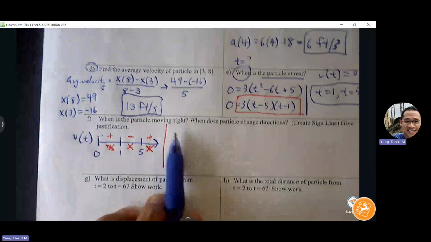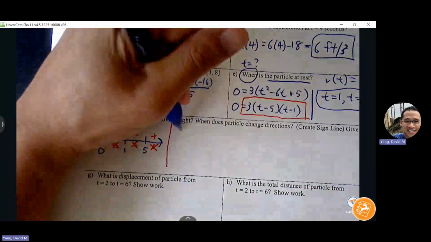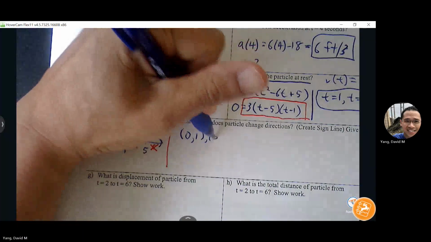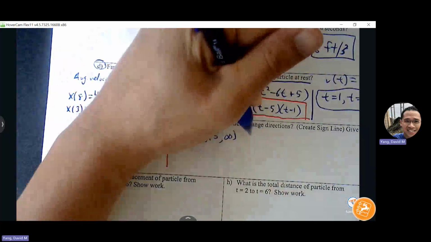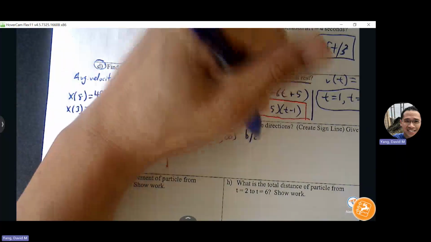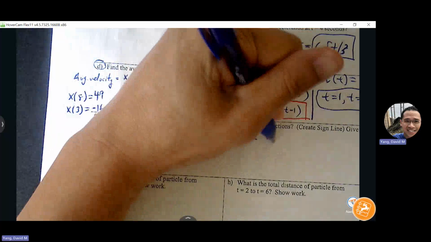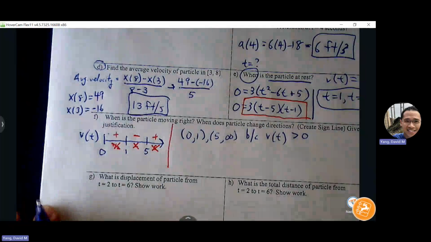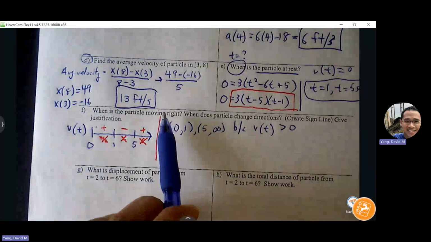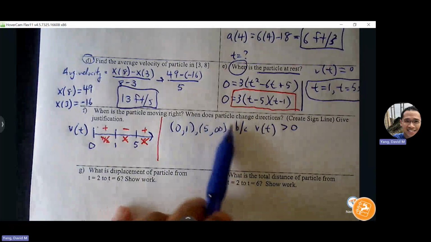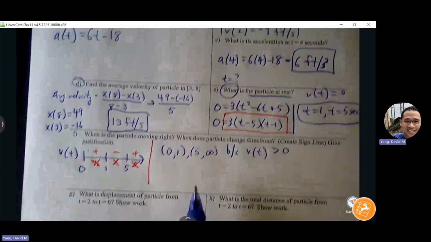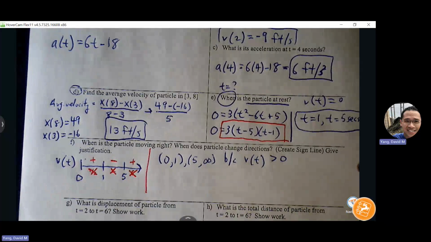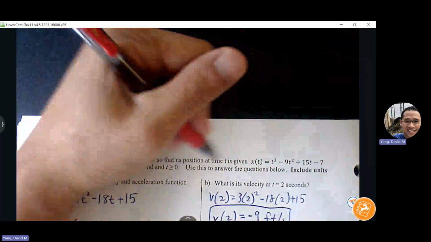Okay, when is the particle moving to the right? 0 to 1. The reason is because velocity is positive. It's greater than 0. Now, there's something a little bit off about this answer, though. Can you spot it? The union chart. Yeah, I can do union or comma, doesn't matter. Bracket. Right, there's something about this here.